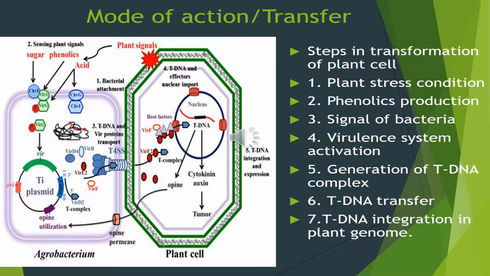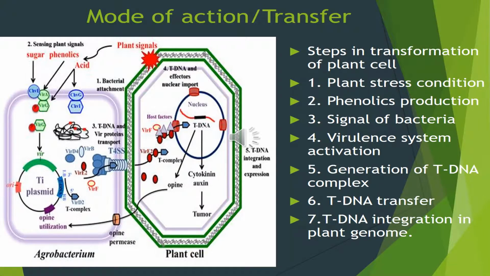In this way, we have seen all the steps needed in the transfer of tDNA to the plant cell. The last step is that after integration of tDNA into the plant genome, the expression or overexpression of different phytohormone and opine genes will result in uncontrolled division of the cell, and that will result in tumor formation in the plant.